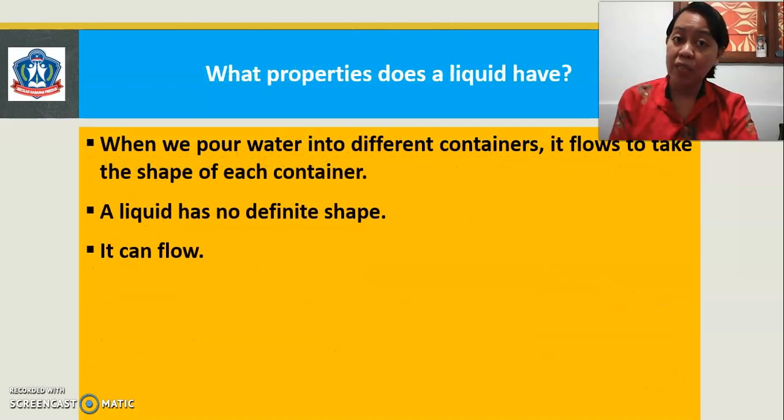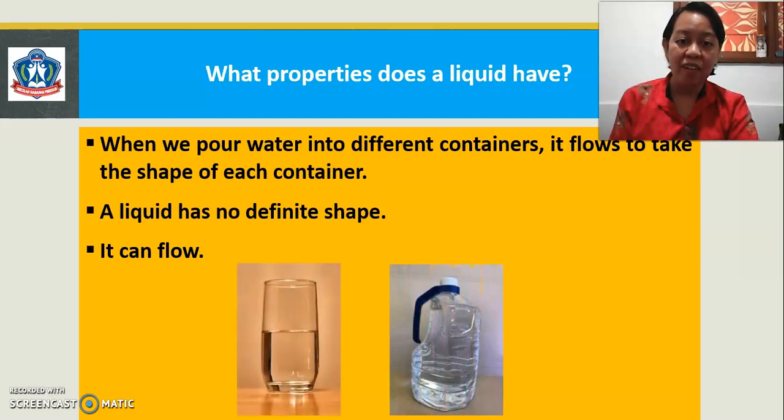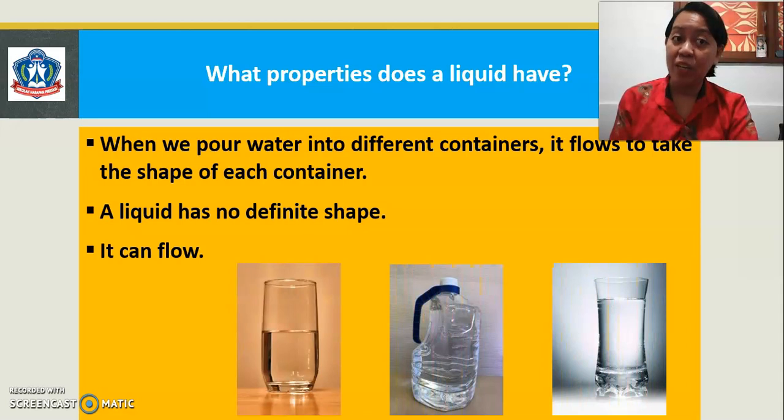What about liquid? What properties does a liquid have? When we pour water into different containers, it flows to take the shape of each container. Let's try to look at these three pictures. A liquid has no definite shape. It flows to take the shape of each container, and it can flow.